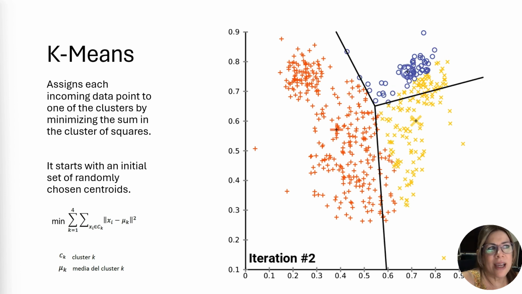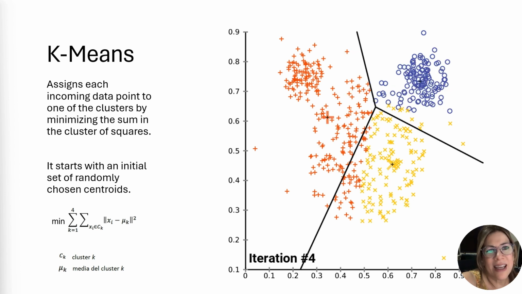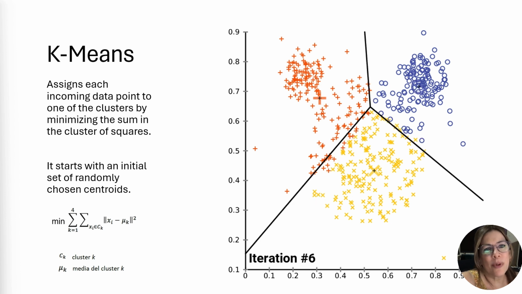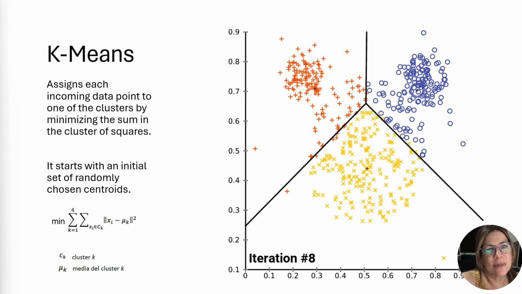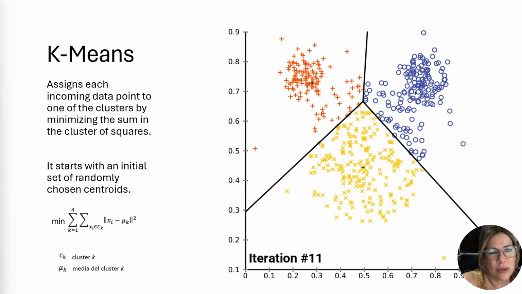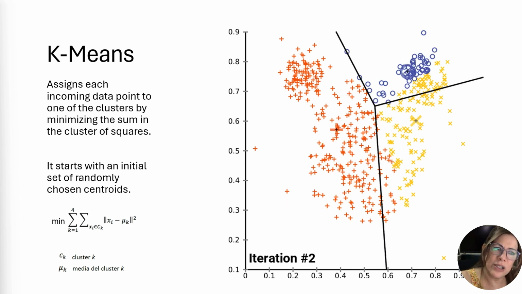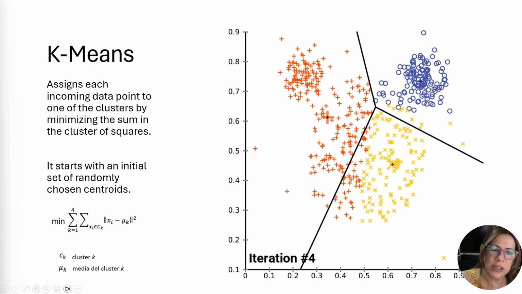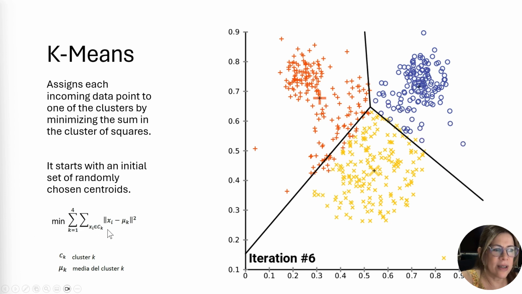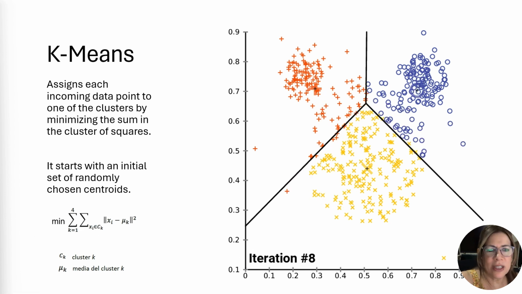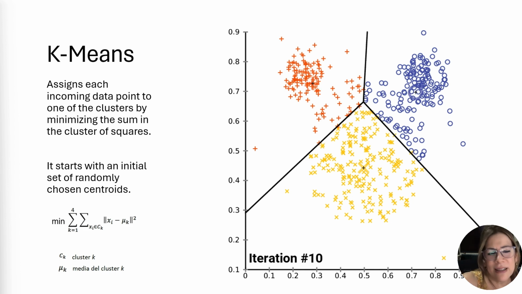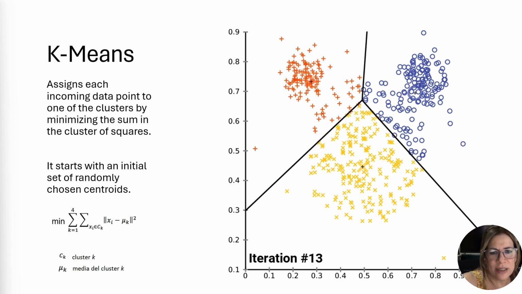Beginning with k-means, it assigns each incoming data point to one of the clusters by minimizing the sum of squares of the clusters. It starts with an initial set of randomly chosen centroids. We can see here that the formula is the minimization of the distance of each of the data points to the clustering center.